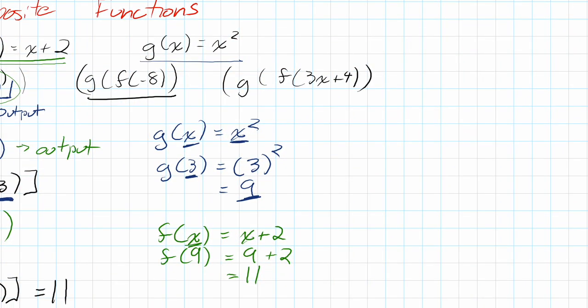First, we'll read this one. If we do it the first way, I would just plug in -8 into f, get a value, and then plug that into g. The other way I can look at that is as a function in a function. So I'm going to rewrite the two of them. Our g was equal to x squared, and our f was equal to x plus 2.